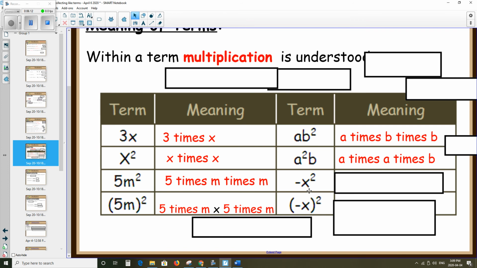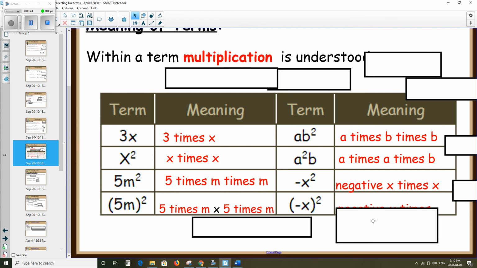These two here look similar, okay, but they actually are not the same. The first example here, negative x squared, means we have one negative sign and then we are squaring the x. Okay, we're not squaring negative x because there's no bracket. It's just one negative sign and then x times x. This one here has a bracket, so it means negative x multiplied by negative x, right? You're squaring the entire thing in the bracket.